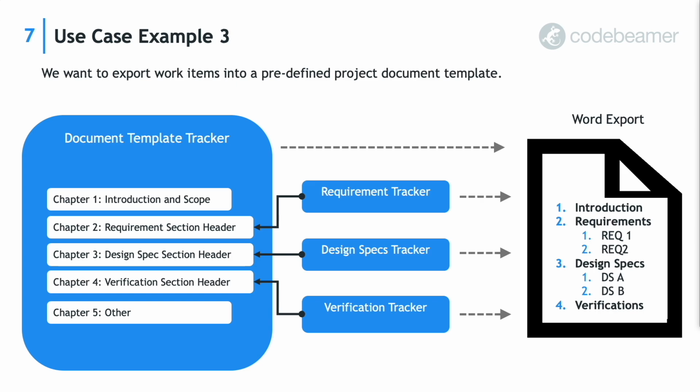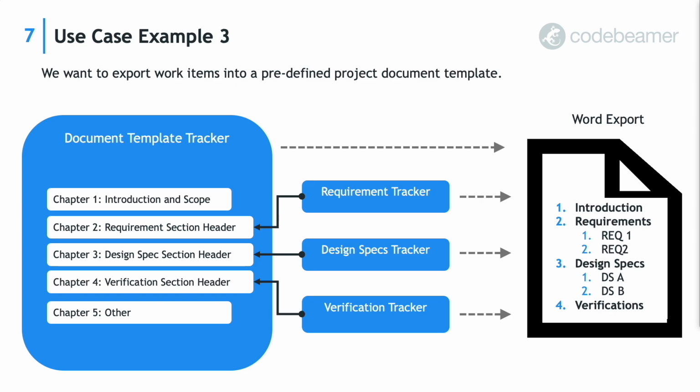In the last use case, we will use the advanced word export template method to enable export based on the company's preferred project document template, for example. First, we import the template into a tracker where the items will represent the different chapters, like a document skeleton that needs to be filled up with content.